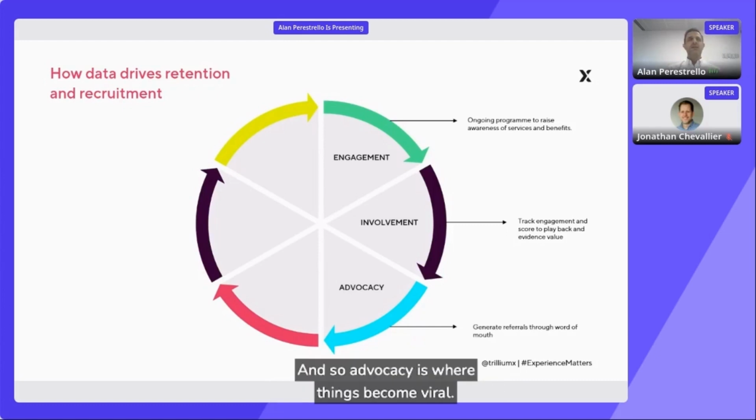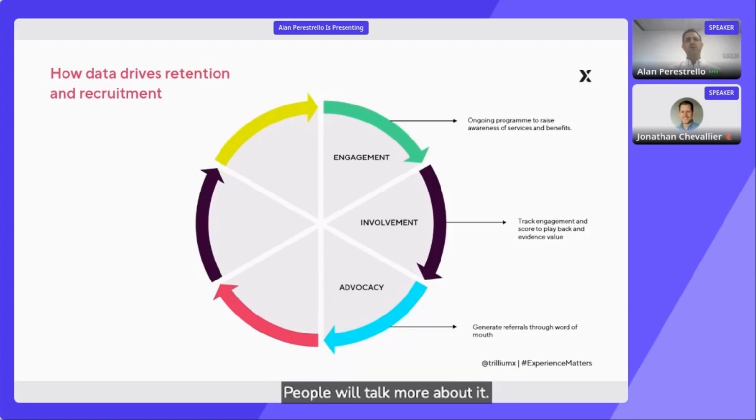So as the involvement increases, you'll tend to get more advocacy. And so advocacy is where things become viral. People will talk more about it. They might be doing word of mouth. They might be talking about more, especially if they're doing a donation event. And so that's about really getting volunteers to spread the word and to demonstrate their value to other stakeholders, donors through the process.